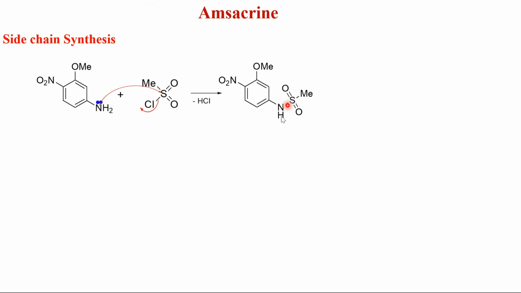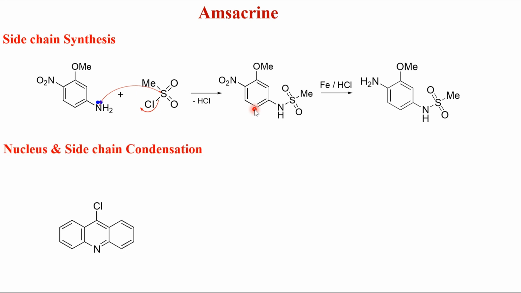This methyl sulfonamide derivative has a nitro group at the 4th position. I reduce it using a reducing agent like iron and HCl. NO2 gets reduced to NH2. We have prepared the side chain.